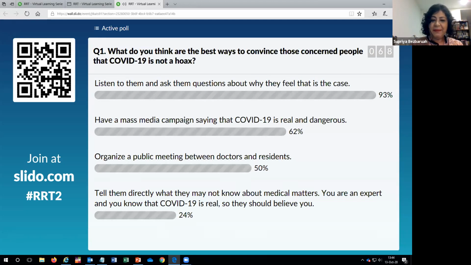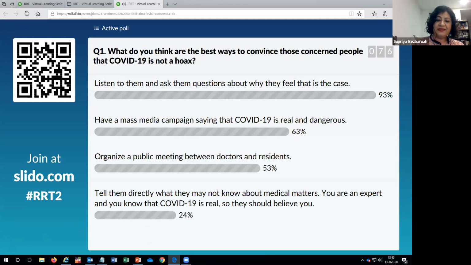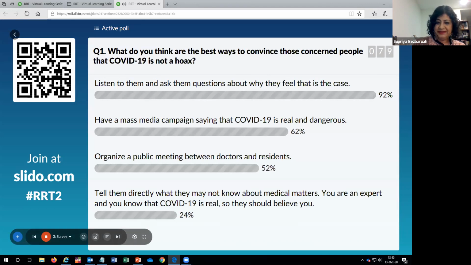Have a mass media campaign saying that COVID-19 is real and dangerous. That's absolutely right. What a mass media campaign does is it creates awareness. But along with the mass media campaign, you also need to keep the dialogue going to convince people. Organize a public meeting between doctors and residents. That's to have a dialogue, and that might also build trust.